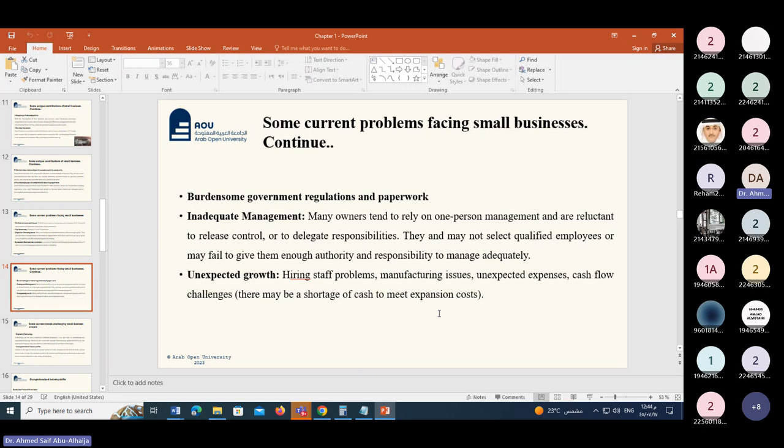Number, I think, 5 or 6, I can't remember. Inadequate management. Pay attention, efficient management is a factor that decides whether you succeed or fail. Inadequate management. You need to know how to manage the business very well, otherwise you will have a problem. So you need to have the right people to manage the place, and also you need to give them the right authority or delegate the responsibilities.